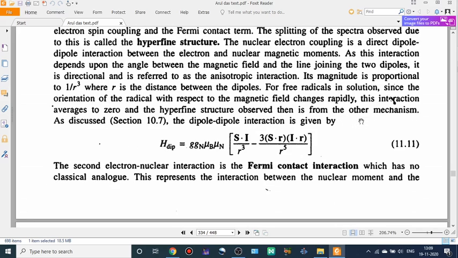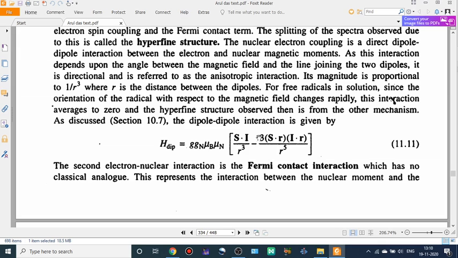And this hyperfine interaction is mathematically written by these equations. Here this hyperfine interaction is proportional to 1 by r cube, where r is the distance between the dipoles.